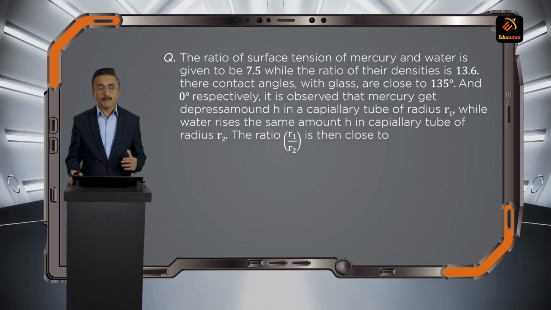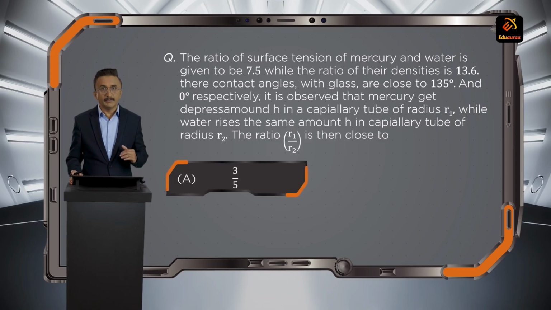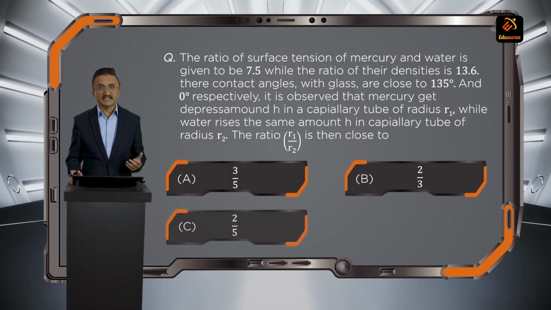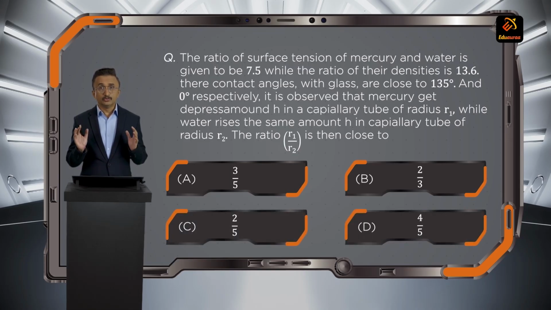The ratio of R1 by R2 is close to, and the options are option A 3 by 5, option B 2 by 3, option C 2 by 5, and option D 4 by 5. So it's a 2019 mains question.